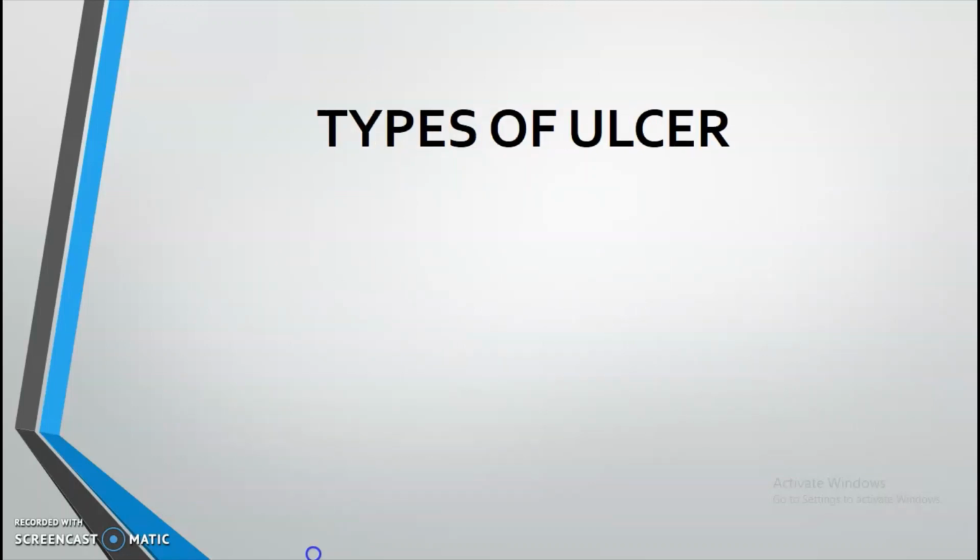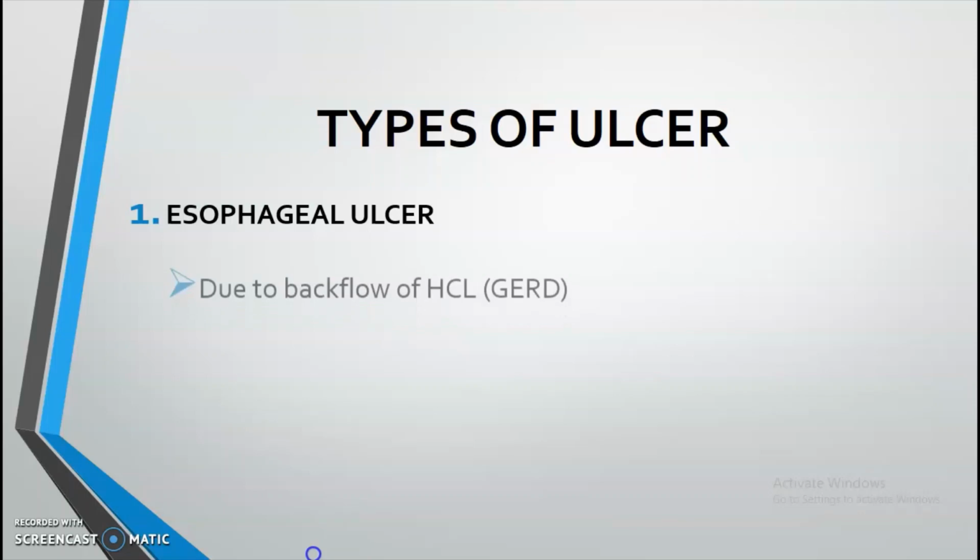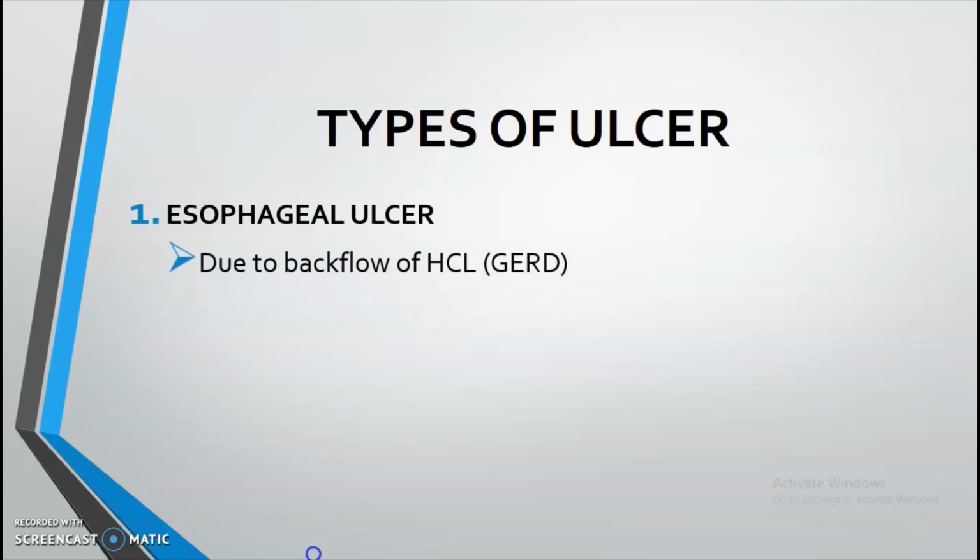Now, there are several types of ulcer. Okay, and the types that I will be discussing are related to where the ulcer is located. Is it located in your esophagus? Okay, if it's located in your esophagus, we will call it esophageal ulcer, and this is due to the backflow of hydrochloric acid, which is common sa mga pasyente na may GERD or gastroesophageal reflux disorder.